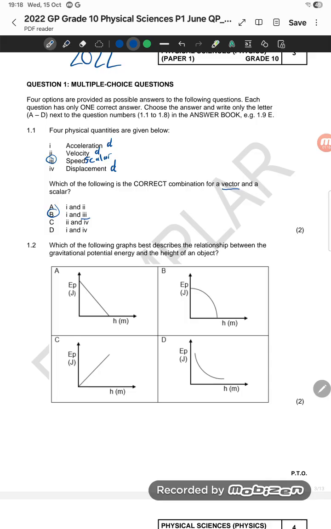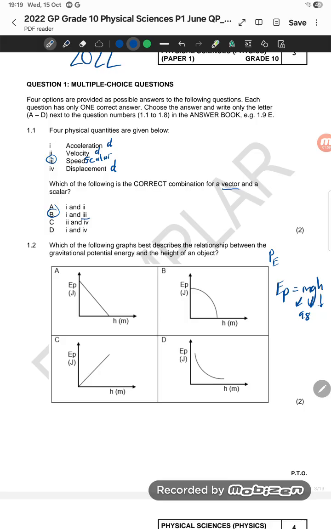Which of the following graphs best describes the relationship between the gravitational potential energy, so potential energy that's gravitational, and the height of an object? Okay, so my potential energy, what is my calculation for potential energy? Think about it for a while and let me know. Okay, so my EP is equal to, oh, and we just have height, so mgh. Mass, gravitational, which is 9.8, and the height.